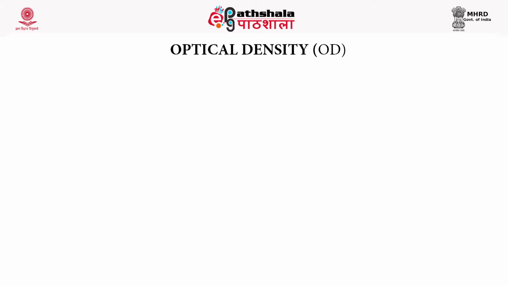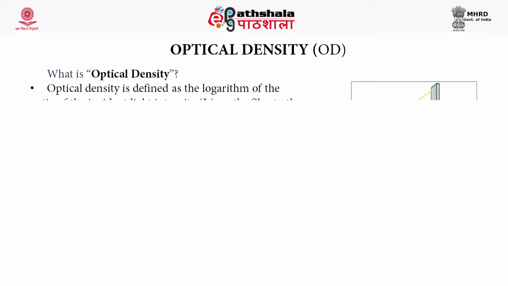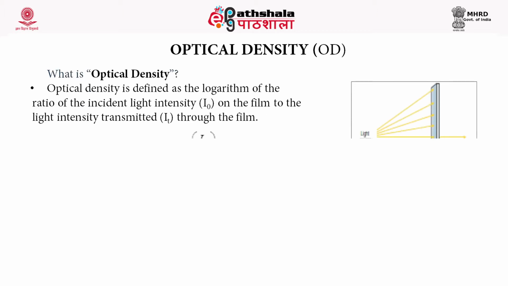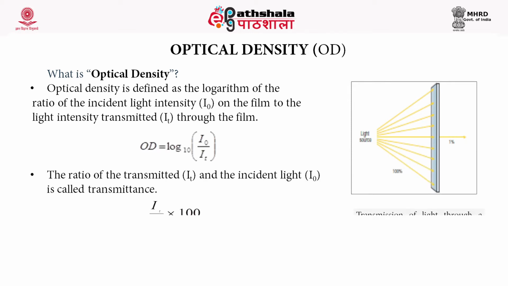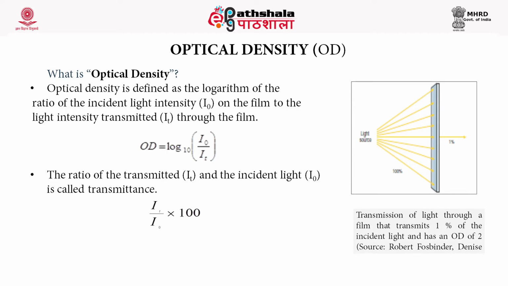Now how do we define optical density? Optical density is defined as the logarithm of the ratio of the incident light intensity on the film to the light intensity transmitted through the film. The formula for the optical density is given as log to the base 10 of the ratio of I naught by IT, where I naught is, as mentioned, the incident light intensity and IT is the transmitted intensity. The ratio of the transmitted intensity and the incident light intensity is called the transmittance.